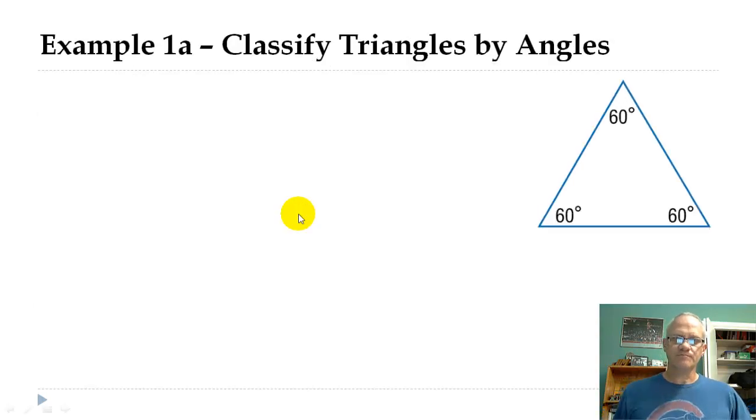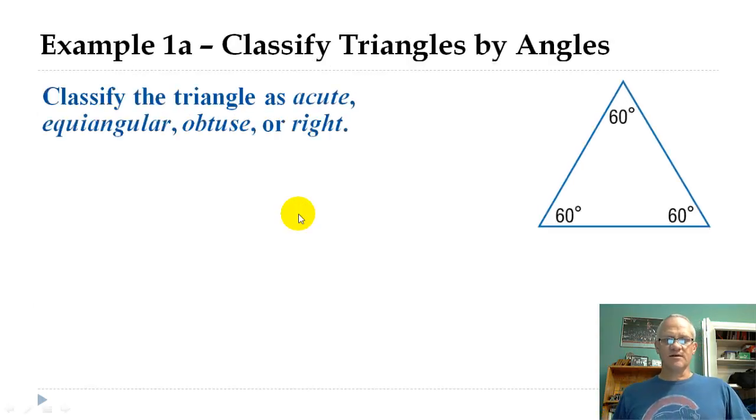All right, let's take a look and see what we got here. Classify the triangle as acute, equiangular, obtuse, or right. If you look at this, what do we got? 60, 60, 60. Hey, those are all the same, aren't they? What do we call it when they're all the same? We call it equiangular.